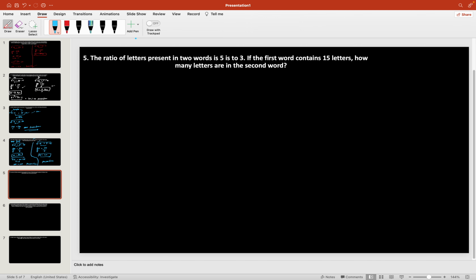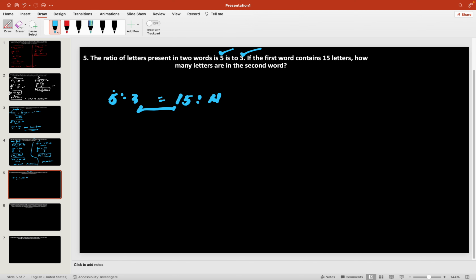Okay, next tayo, next, number 5. So for number 5, the ratio of letters present in 2 words is 5:3. So we have 5:3. And then the first word, so since ito yung una niyang sinabi, which is 5, sabi niya, the first word contains 15 letters. So, dapat katapat niyan yung first term. So, 15 letters is to how many letters are in the second word. So, he was talking about for the 3. So, which is the n natin or the one that is missing.